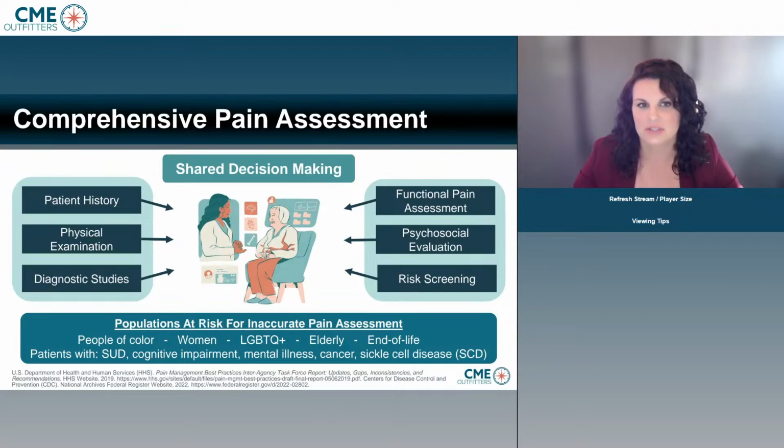And one of the things that's important to remember when we're talking about pain assessment is that there are certain populations that are at risk for receiving an inaccurate, incomplete, inappropriate pain assessment, including people of color, the LGBTQ community, women, elderly, those at the end of life, patients with a substance use disorder, other mental illnesses, cancer, and sickle cell disease.